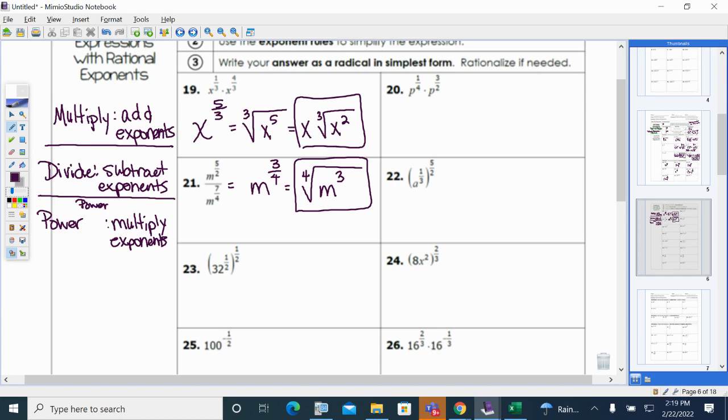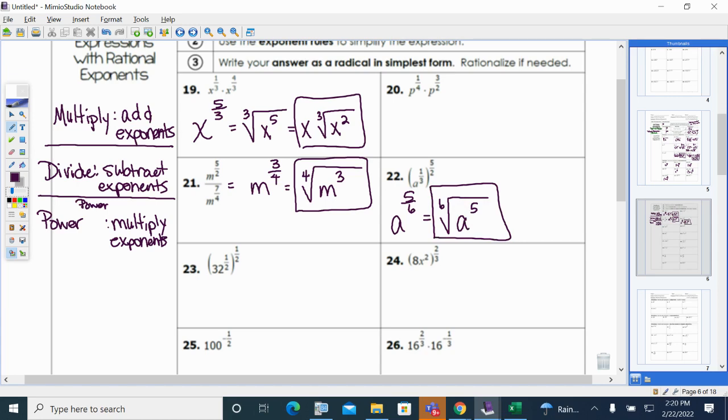So on number 22, this one's easy for you because the base is an a. And this is what power raised to a power looks like. 1/3 times 5/2 is going to give us 5/6. And then we're going to change this to a radical. It's the 6th root of a to the 5th power. And again, there are not enough of those a's to bring anything out.